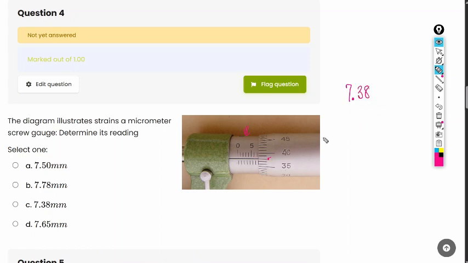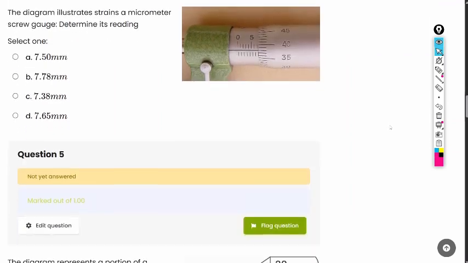So the main scale gave me 7.0. Remember, it's in 0.5, so it could have been 7 or 7.5, but we didn't see 7.5, we just saw 7. The 0.5 scales are usually under, and so we got 7, and then from the circular scale we're able to get the 0.38 from there. That's for question 4. Let's look at question 5.